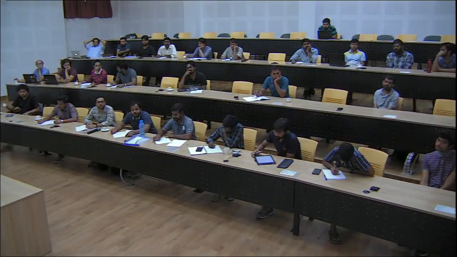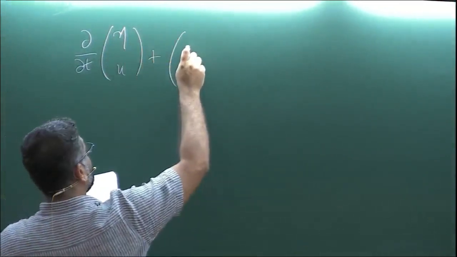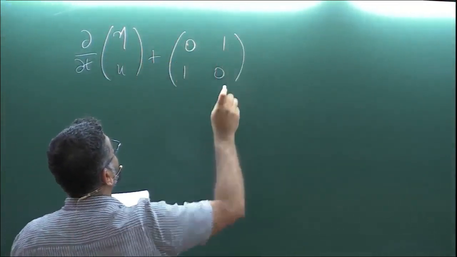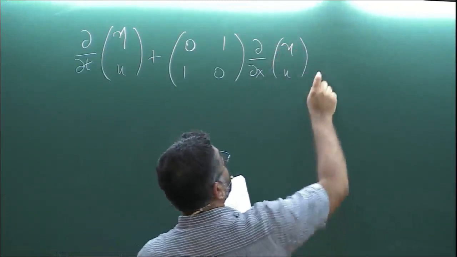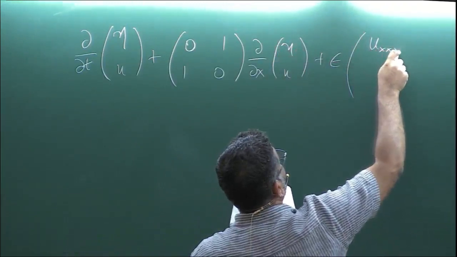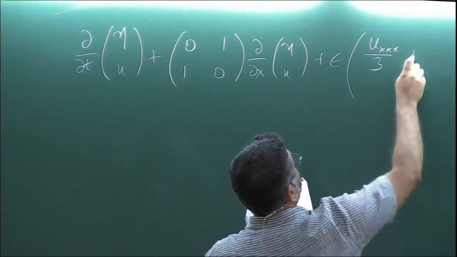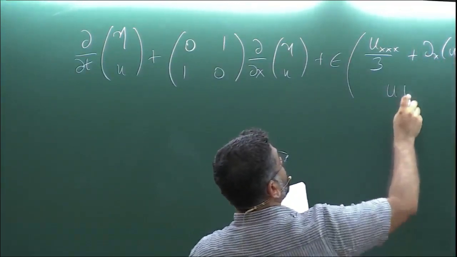Weakly dispersive, actually, let me just write down the equation and you'll see what I mean. So what is the Boussinesq system? It's d/dt of (eta, u) plus the matrix (0, 1; 1, 0) times d/dx of (eta, u) plus epsilon (u_xxx / 3) plus d/dx of (u eta) and u u_x.